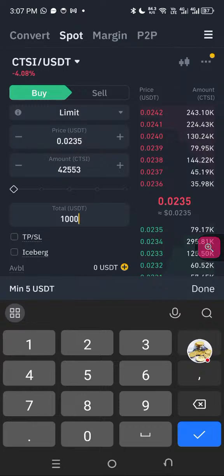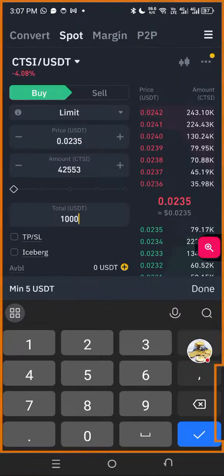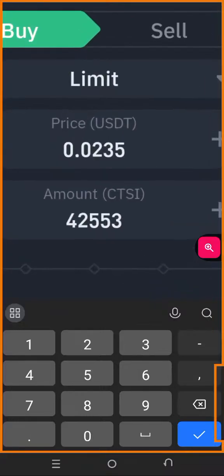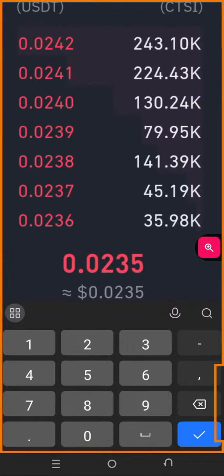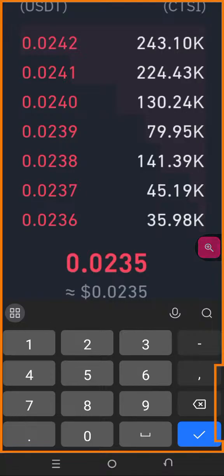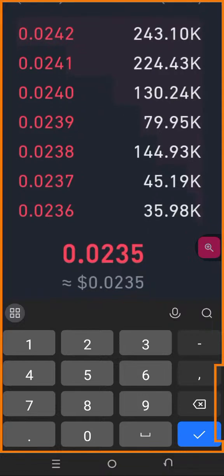Look at this, right? I'm spending my afternoon to share this with you because I want to help. So you can see I'm buying $1,000 worth, and it is telling me that I need to purchase 42,553 pieces, okay? So when I come here and I want to buy it, what I need to do is check here. Can you see that the first leg here, which is 0236, has only 35,980 pieces? It has less than 36,000 pieces.